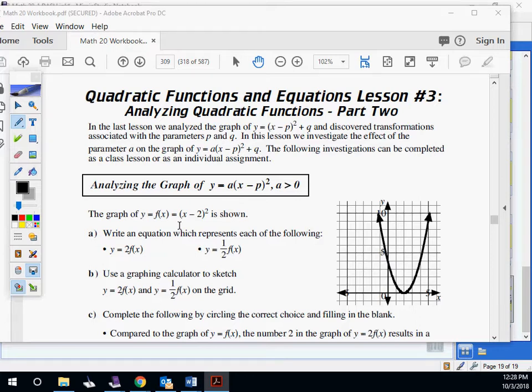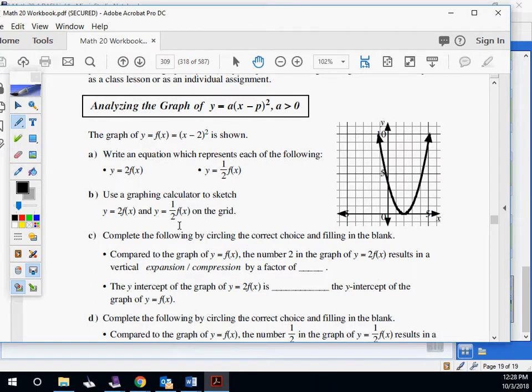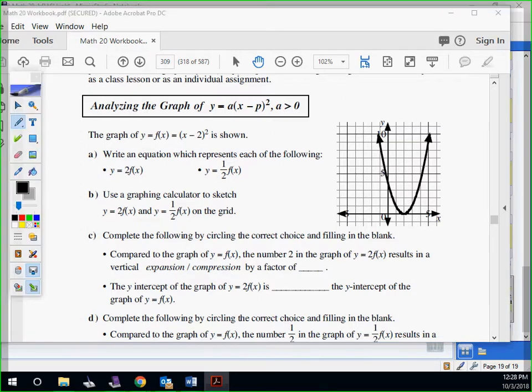So we're analyzing the graph of y equals a times x minus p squared when a is greater than 0. We're going to look at these two here, 2 of f of x and 1/2 of f of x. When it says f of x, don't get confused. It just means y. So this is y equals 2 times x minus 2 squared, and this is y equals 1/2 times x minus 2 squared. If you want, you can put them in your graphing calculator, one in y1, one in y2.